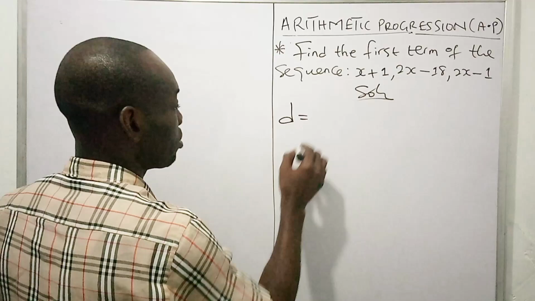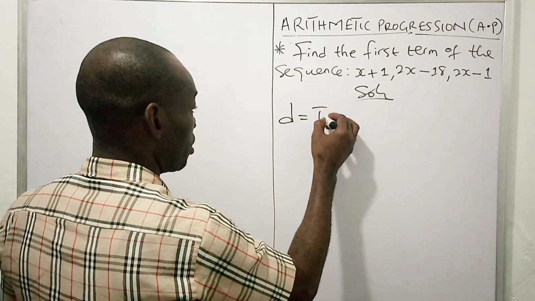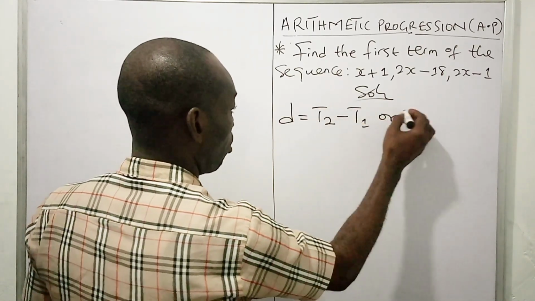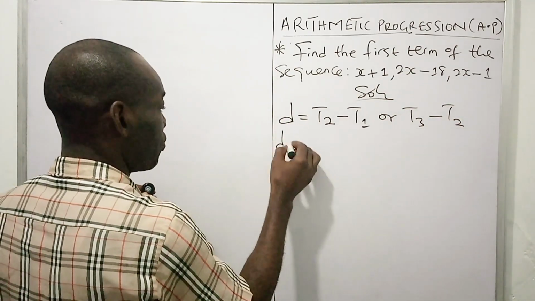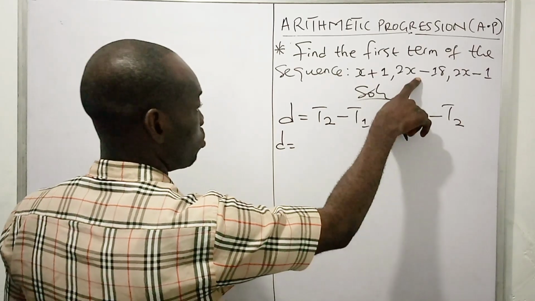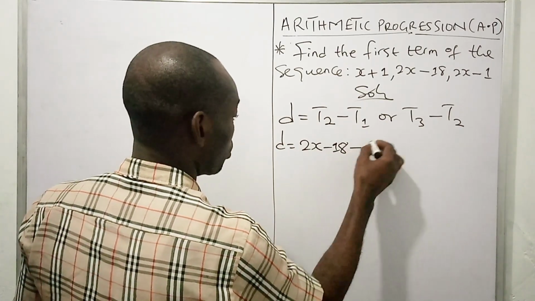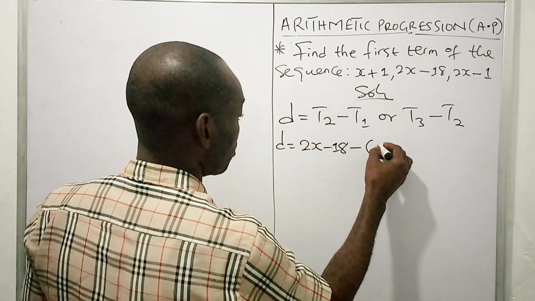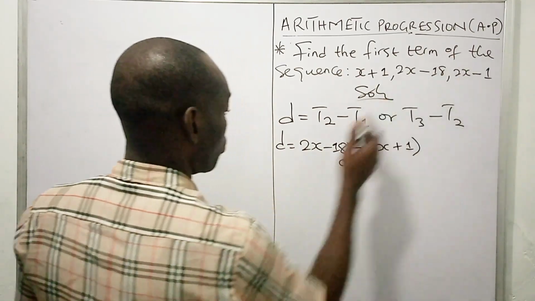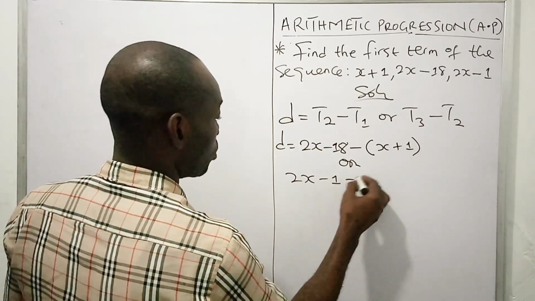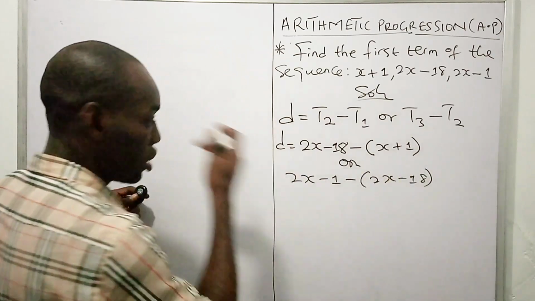For us to get the common difference, the common difference is going to be the second term minus the first term, that is T2 minus T1, or T3 minus T2. So our common difference here becomes 2x minus 18, which is the second term, minus the first term, which is x plus 1. Or 2x minus 1, which is the third term, minus the second term, which is 2x minus 18. Either of them will give you the same thing, so we can equate both of them.